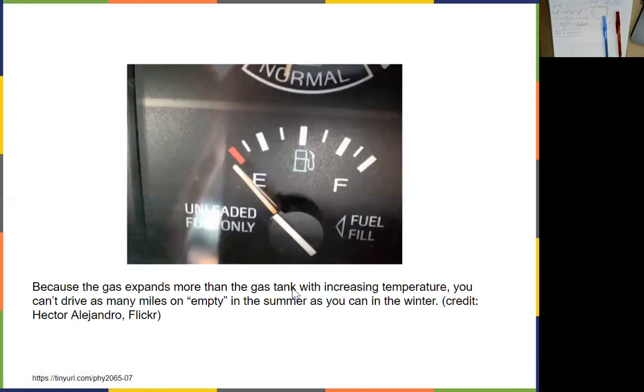All right. Now, another piece of information you might find helpful: in the winter, when your gas tank indicator says low, at empty, so when it hits empty here, there's actually a reserve of gasoline in the tank. That reserve has a fixed volume. Okay, so in the winter, your gasoline shrinks.